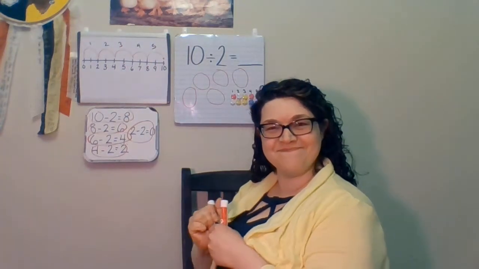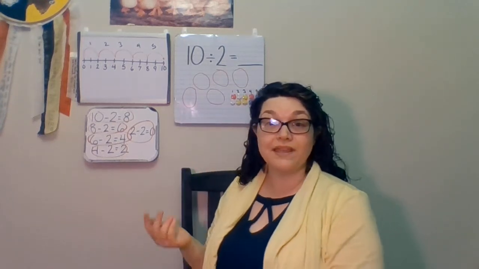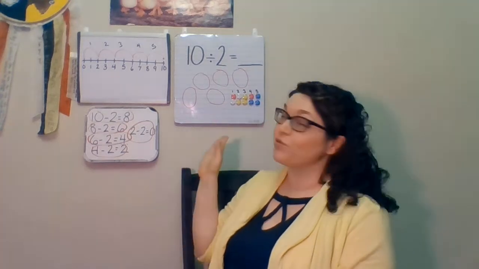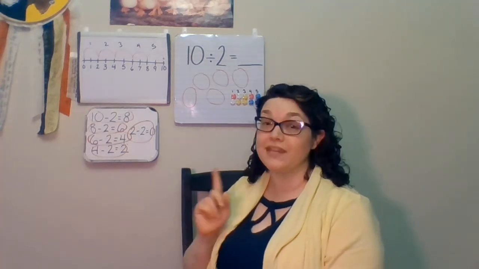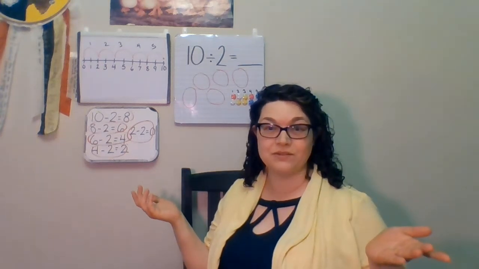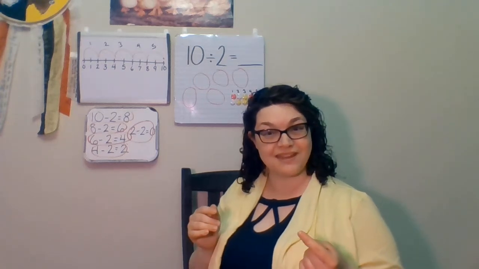How about that, hey? So I think you're seeing the pattern here that really all we're doing again is using skip counting. However, we're going backwards, which is a trick. You might be thinking it's easy to count by twos, but try going backwards and see if it's as easy as you think it is.